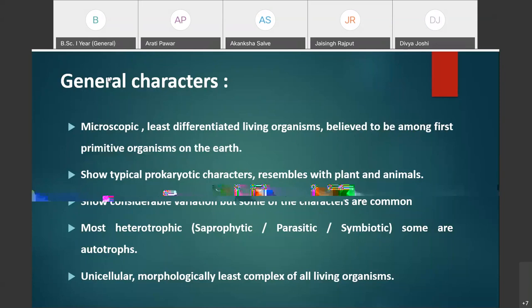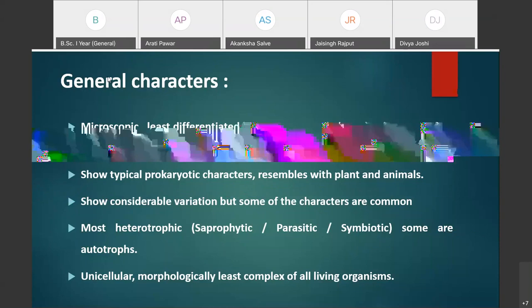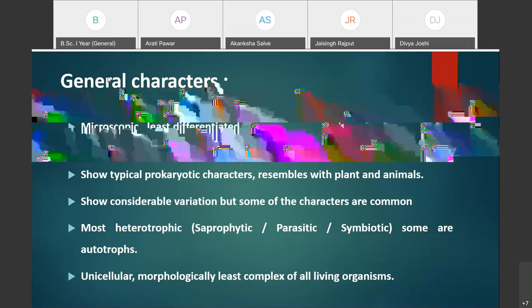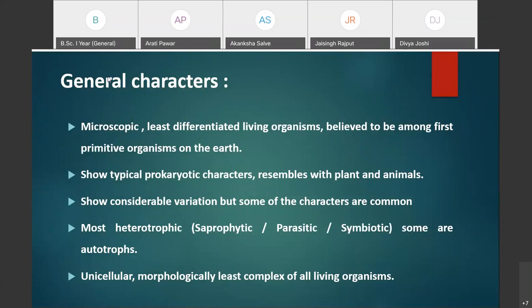Among the heterotrophic bacteria, they show different modes of nutrition. Some bacteria are saprophytic, some are parasitic, while others are symbiotic. Saprophytic means these bacteria derive their nutrition from dead organic matter. The bacteria which derive their nutrition from dead organic matter are referred to as saprophytic bacteria.